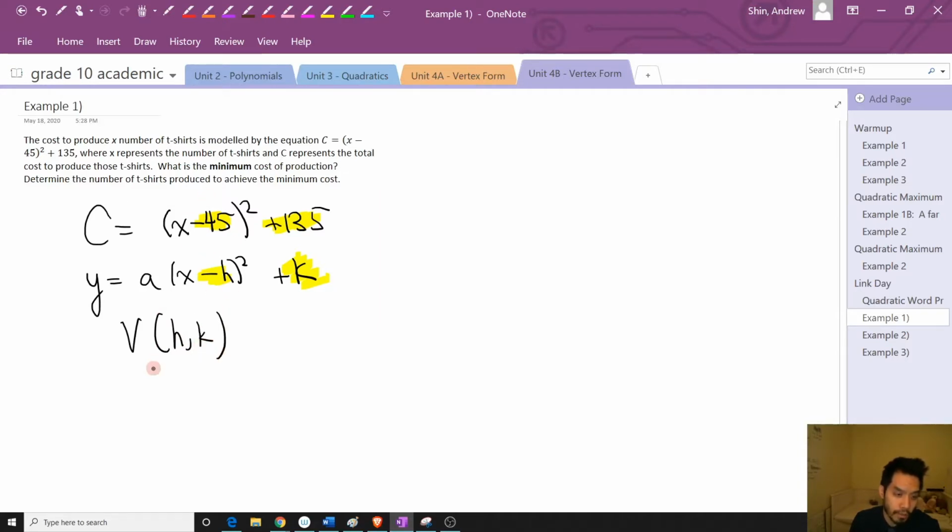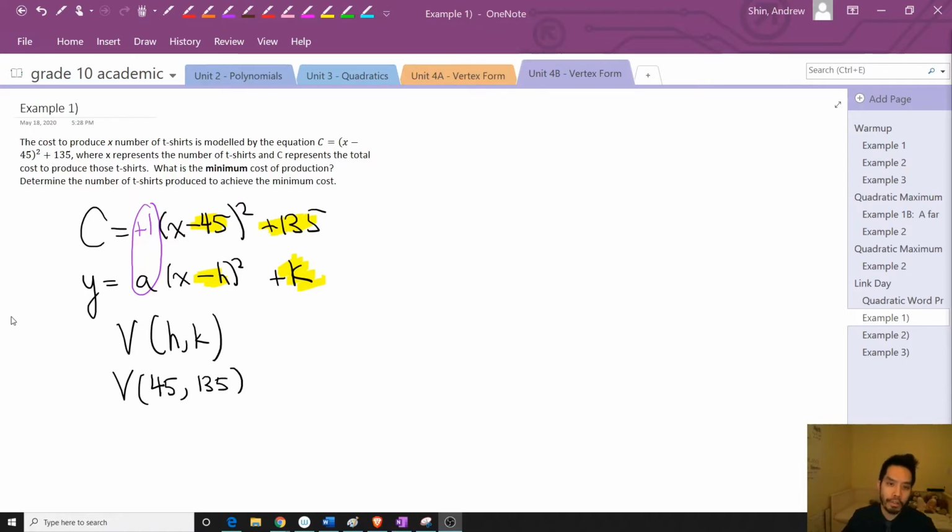And I know that the h value here is going to be positive 45. Remember to switch that sign, because if this was just C equals (x minus 45) all squared, it would be shifting to the right 45. And this is plus 135, which is our k value. And I know that this has an a value that's positive 1 here. There's no number here, so there's going to be a positive 1 here. Maybe we should write this in a different color. Plus 1. That's something you have to realize. And if a is positive, we know that this parabola is opening up.